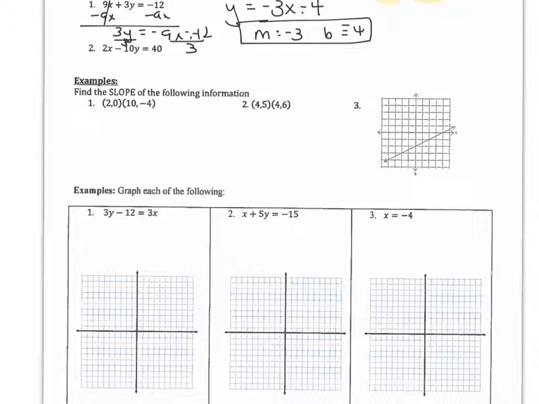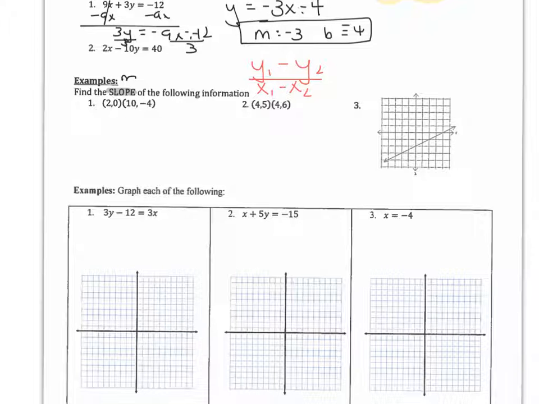Next one, it says find the slope of the following. So I see the word slope, so I know slope stands for m, but notice, look at number 1. How do I find the slope given two ordered pairs? I have to use the slope formula. The slope formula is y2 minus y1 over x2 minus x1, or y1 minus y2 over x1 minus x2. It doesn't matter if your second y's or your first y's come first. All that matters is that if your first y comes first, your first x comes first.